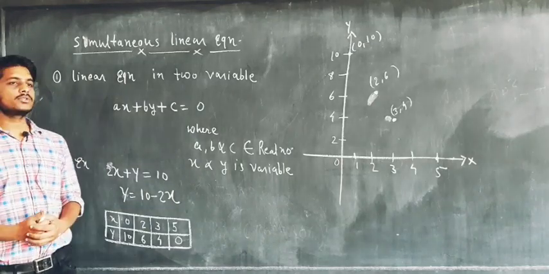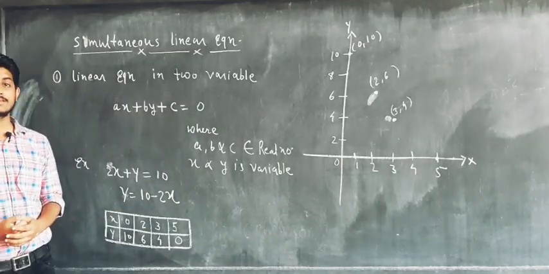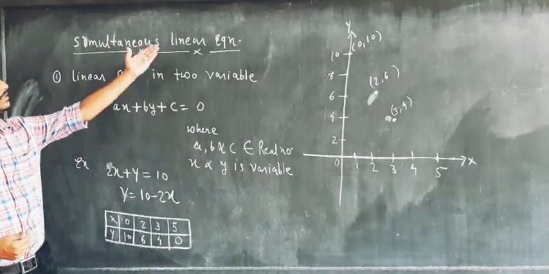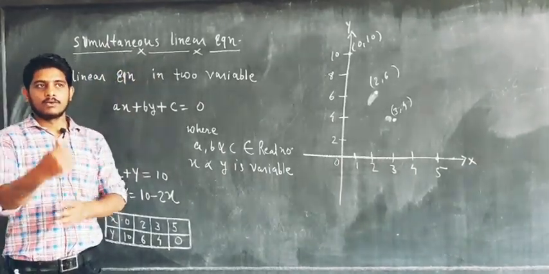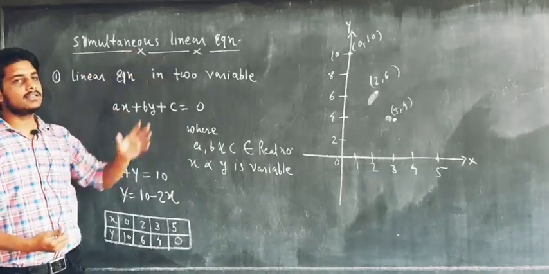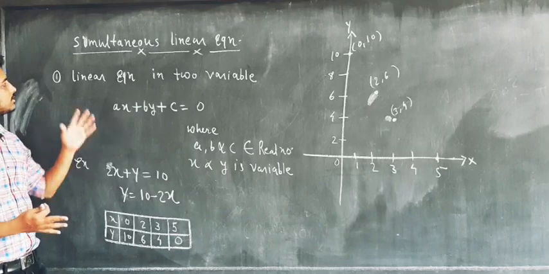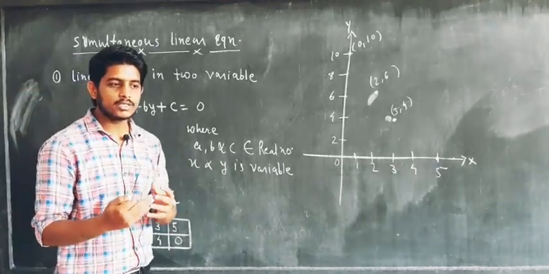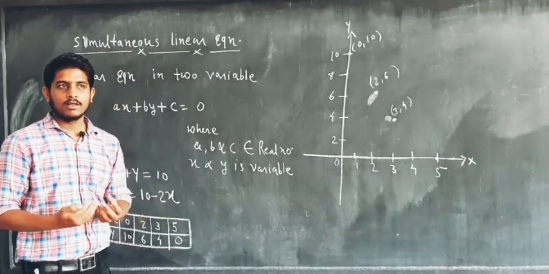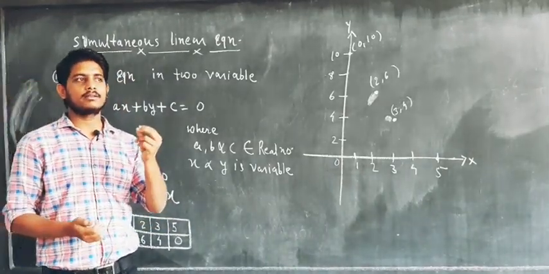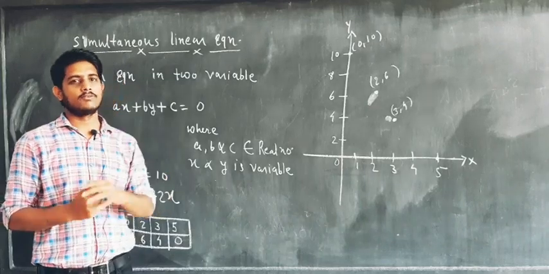So today we are going to start a very interesting chapter of class 9th mathematics for ICSE board, which is simultaneous linear equation. Okay, so before understanding about the simultaneous linear equation, we will have to understand about the linear equation in two variables. What is a linear equation in two variables? The name itself suggests there are two variables and the degree of the variable is 1.